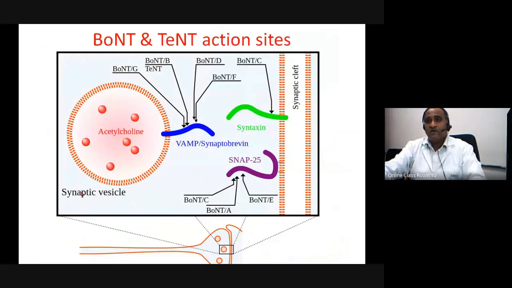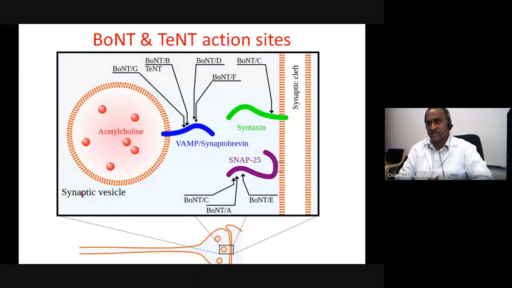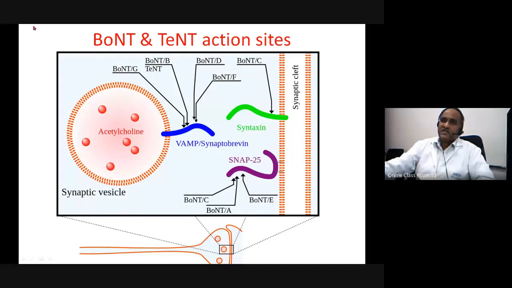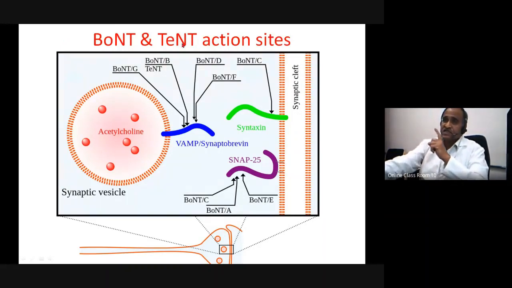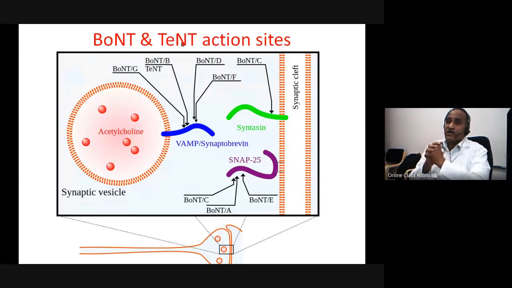Now, what is important about this? Why are we worried about this particular event? Here I have mentioned BONT, botulinum neurotoxin. TENT is a tetanus toxin. You must have all heard about tetanus. You take the tetvac. This tetvac is the vaccination against the spore-bearing, anaerobic organism, tetanus.